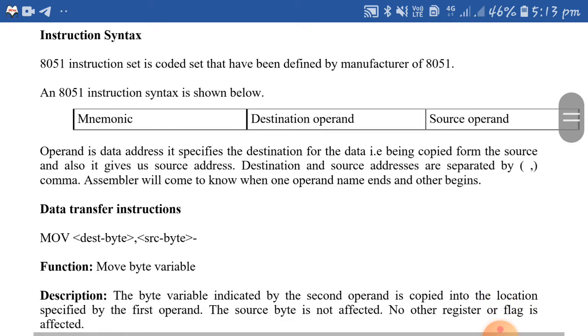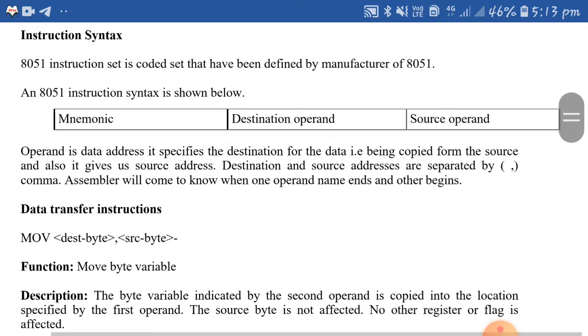This is the instruction format, which has the main parts of your instruction: mnemonics, destination operand, source operand. Mnemonics means which operation has to be done by the CPU, what the CPU has to do with the destination operand and source operand. Destination operand is the place where your data should be stored. Source operand is from where you have taken your data.